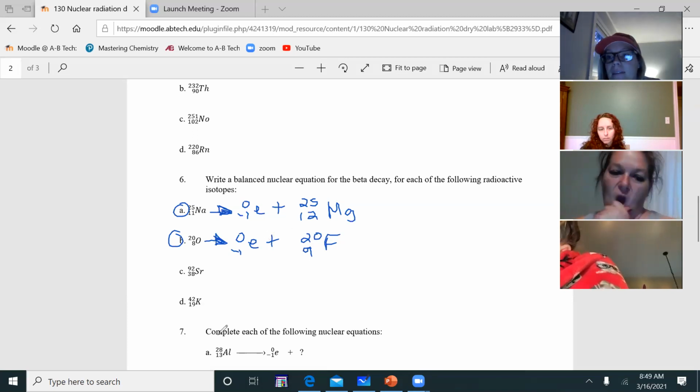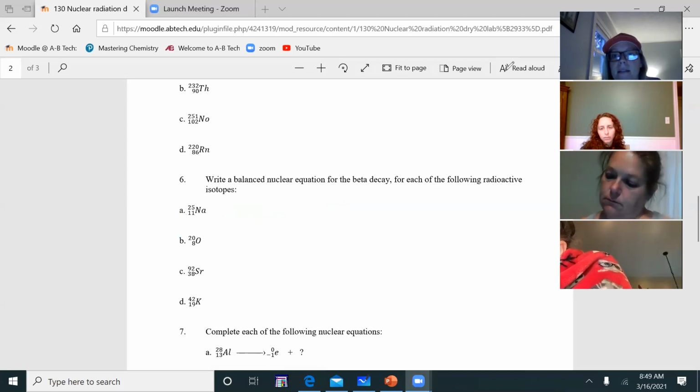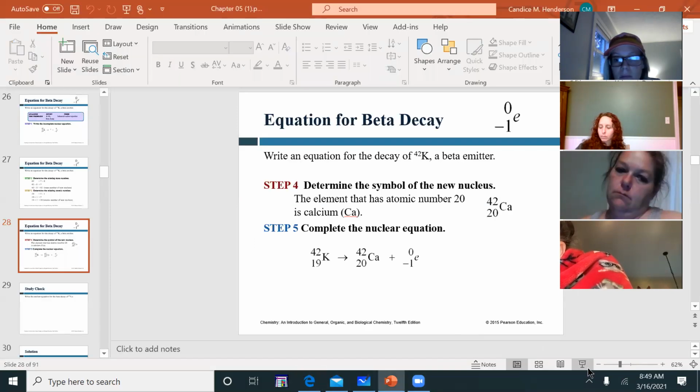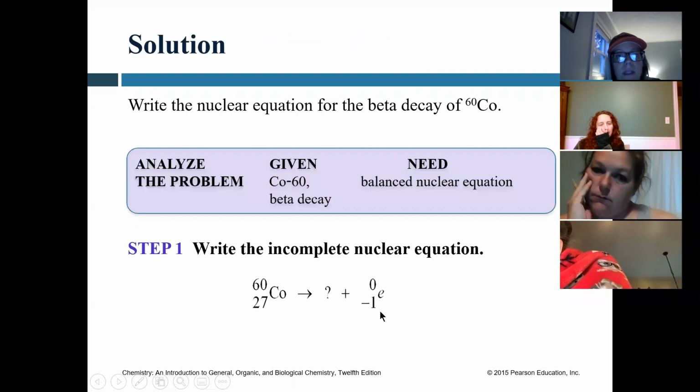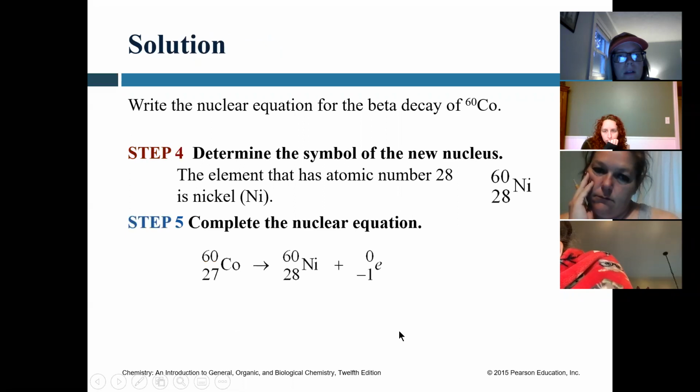And you just continue the pattern on. Good with that? Good with beta decay? Cool. All right. Let's see what else we got in here. We already practiced that. We're good.